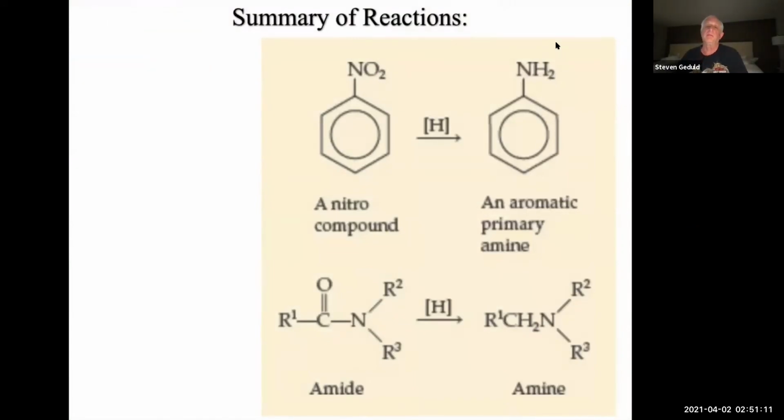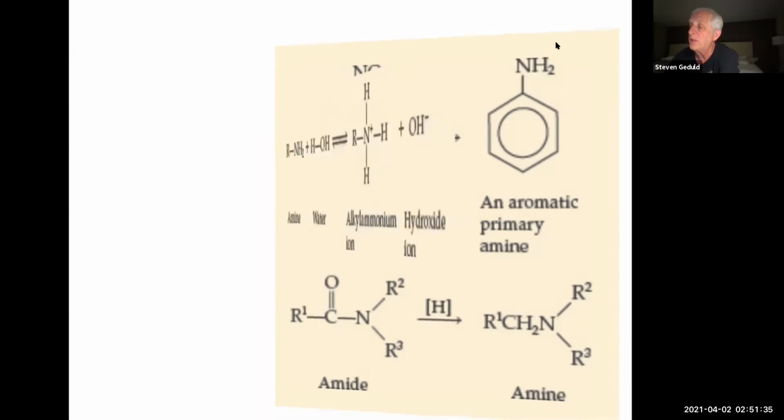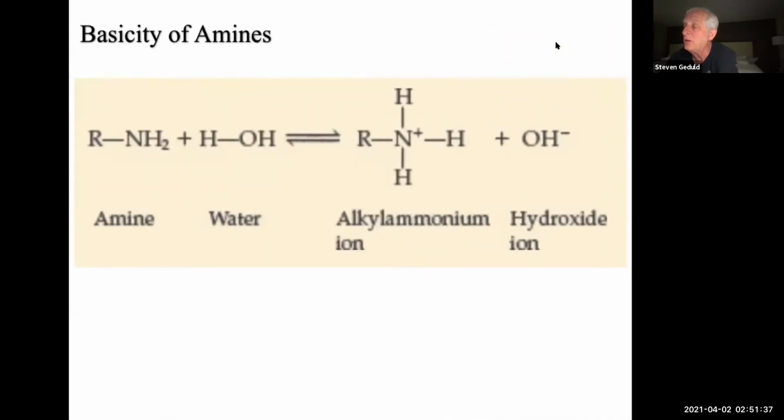All right, summary for this chapter. What we talked about: reduction of a nitro compound produces an aromatic primary amine, adding hydrogen. Okay, we talked about an amide, reduction of an amide to produce an amine. So these are preparations of amines. You have an amine that reacts with water. Okay, that gives you a hydroxide ion and an alkyl ammonium ion, depending what the R group is.